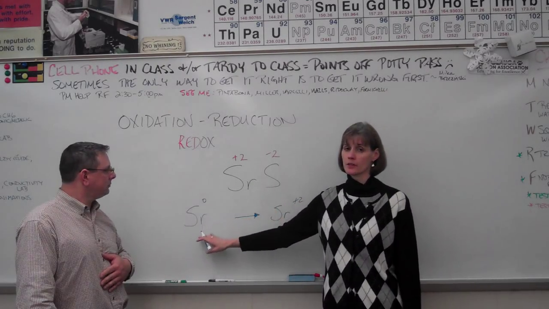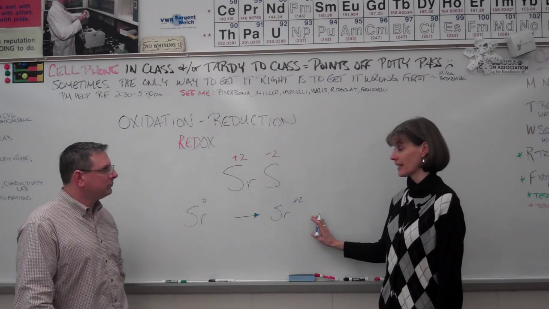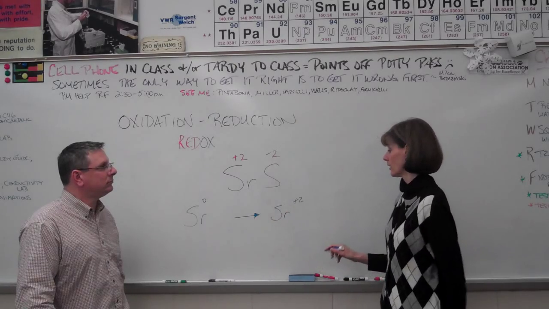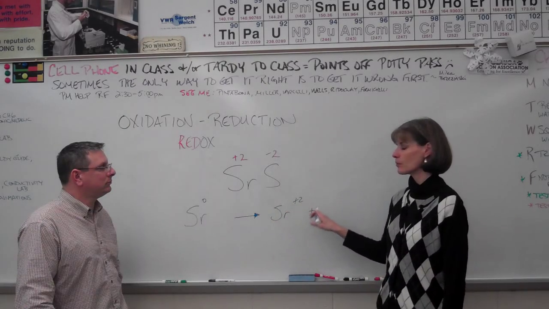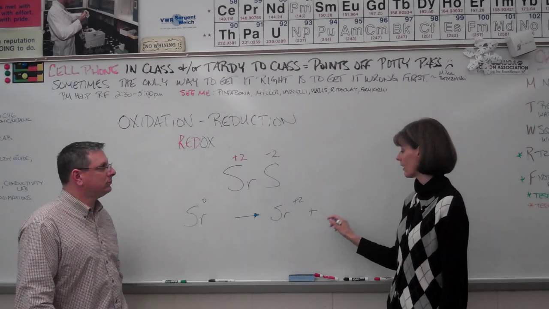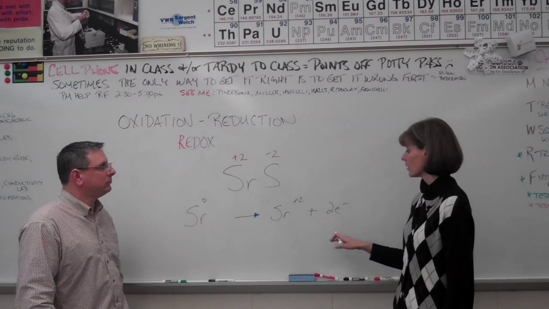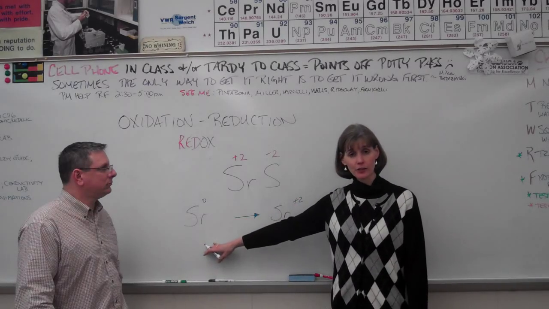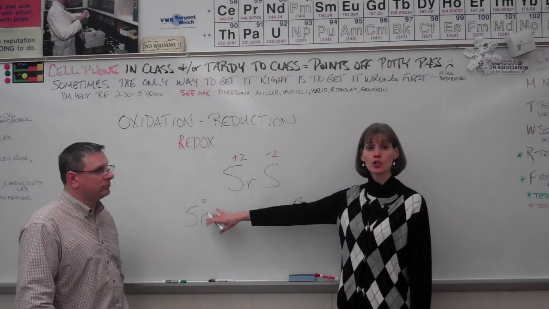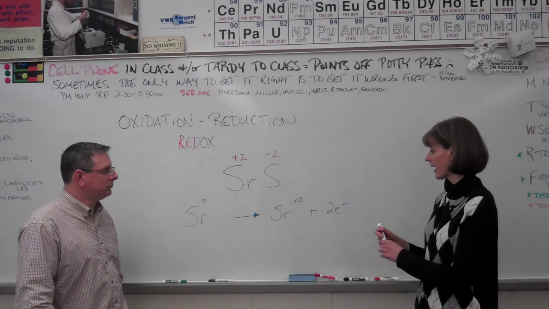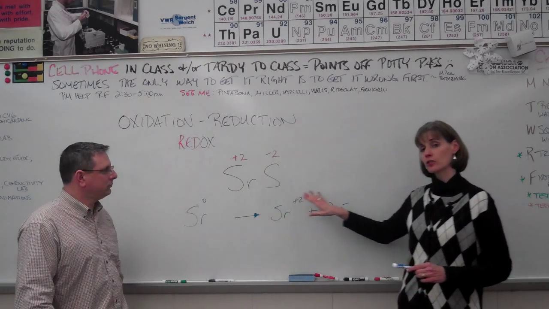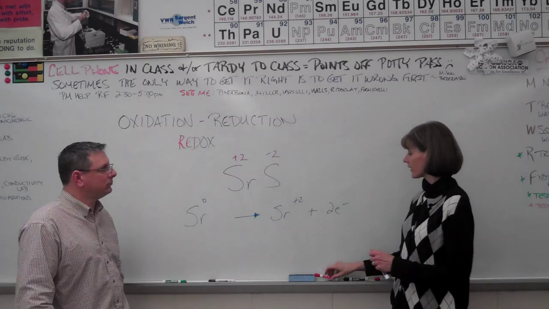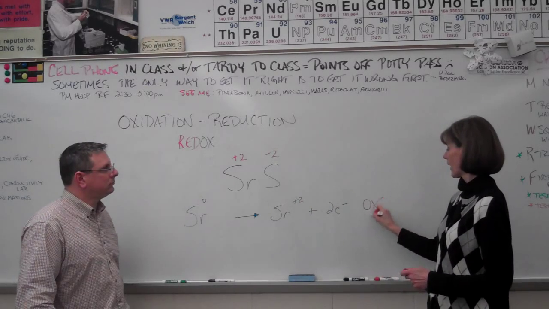Well, I see neutral on this side, and I see positive on this side, and I know from conservation laws that I need to have things match. So something else must have happened over here. Something else got kicked out, and that was the 2 electrons that strontium lost from its outer shell. Of course, we're not writing the energy here. Ionization energy went in to cause this to happen. And because I'm ending up with my electrons on the product side, they're coming out, they're being lost, that has to be an oxidation reaction.